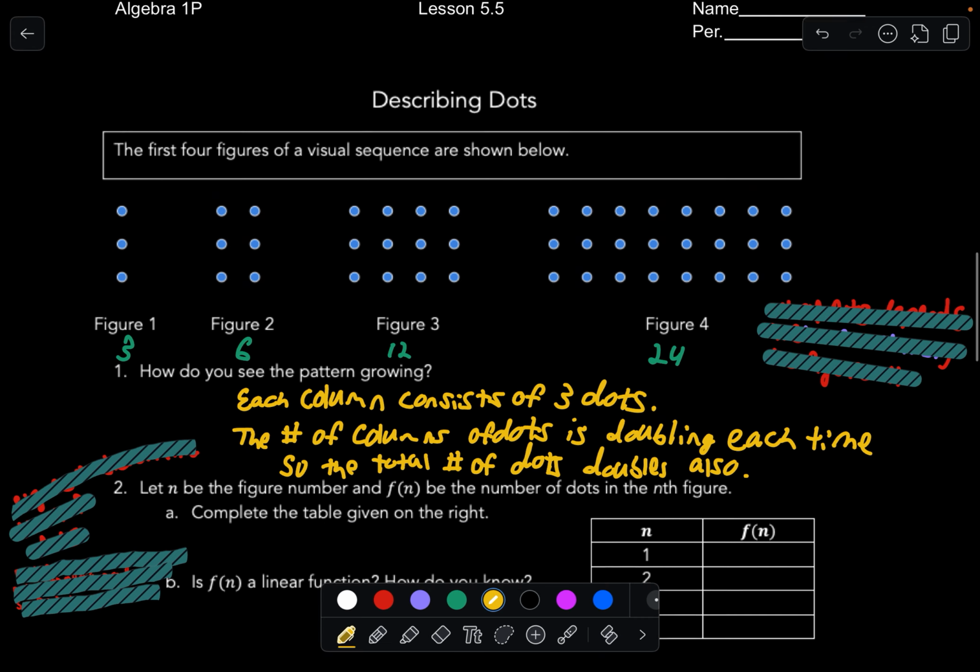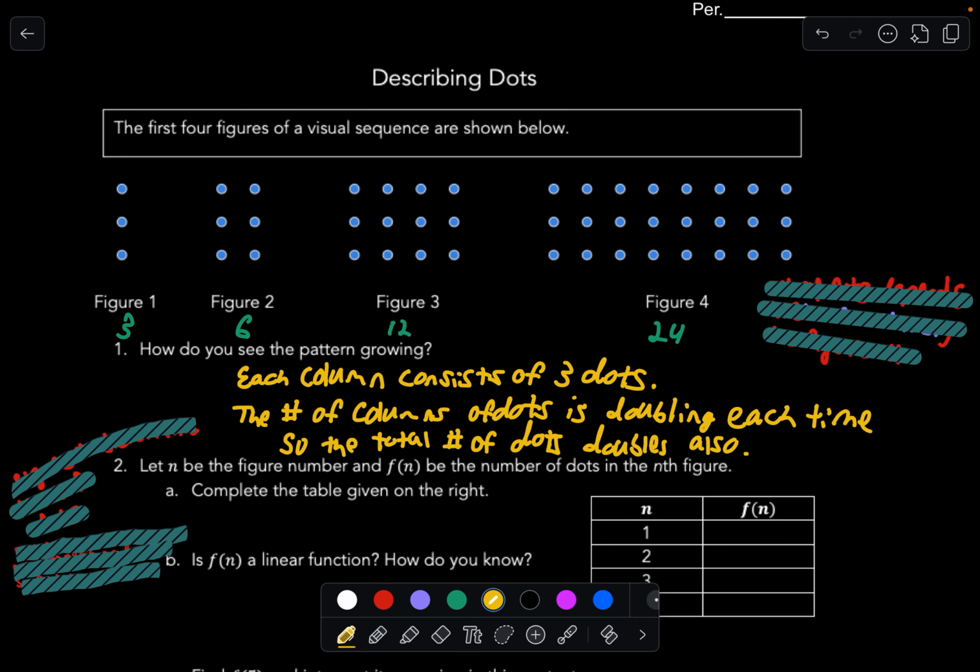Okay. Don't worry about the covered up stuff. Those are the notes, the side notes that I'm going to show you after we go through this activity.